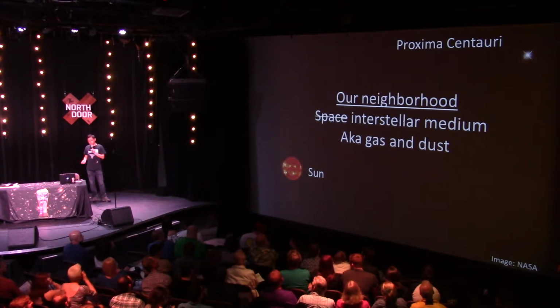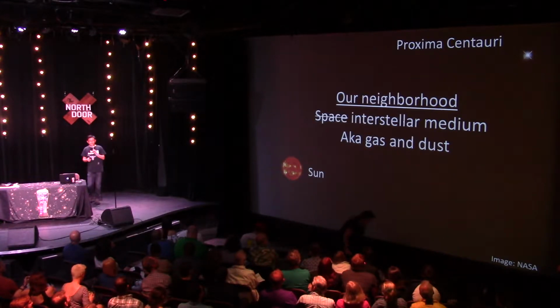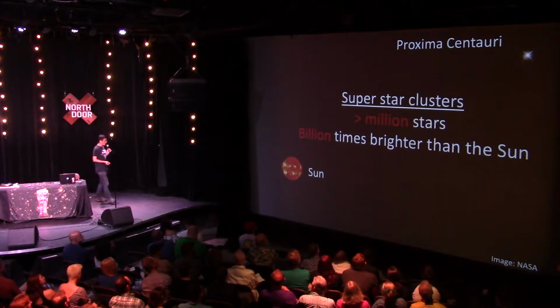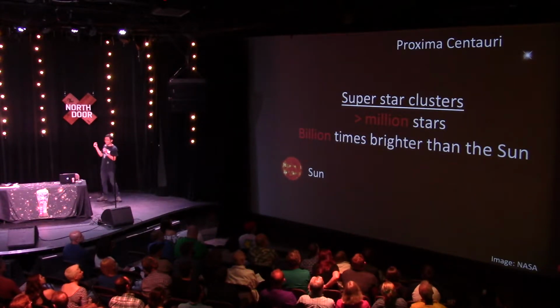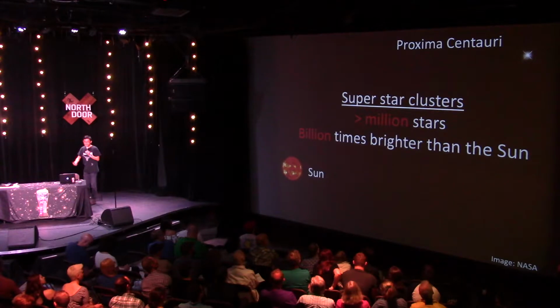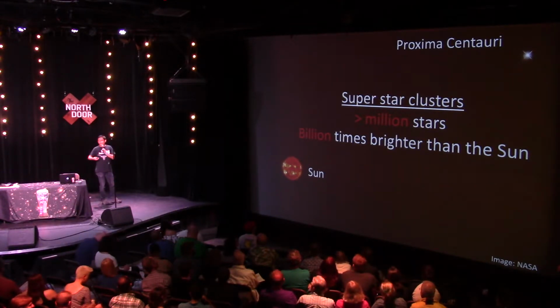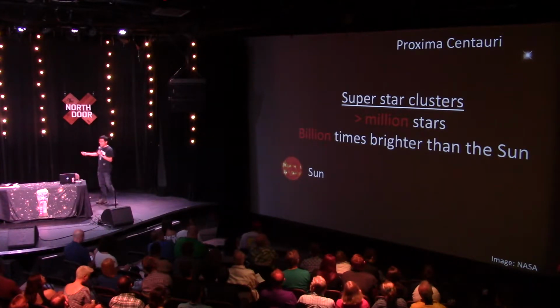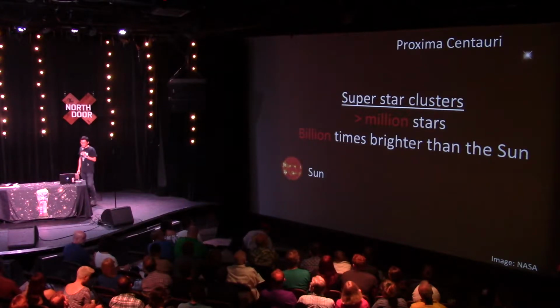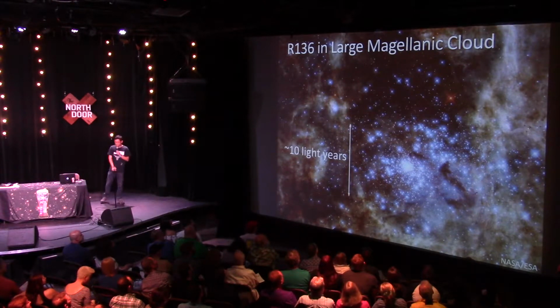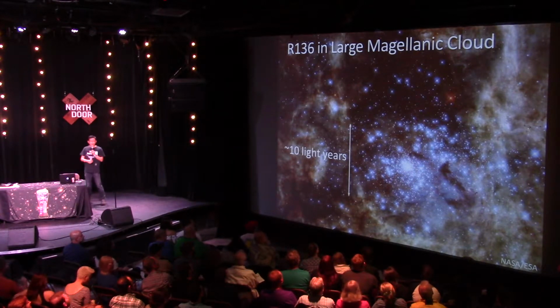So in superstar clusters, instead of just gas and dust, we will have about a million stars, and they are as bright as 1 billion times the brightness of the sun. So when I was making the slide, I was trying to make a really cool visualization so that you can understand, oh, superstar clusters are actually really amazing. And then I realized actually nature already did the job. So this is one of the very prototypical superstar clusters, what we call R136.